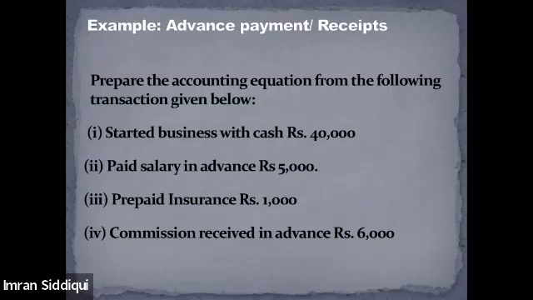Okay. Try solving this question. Prepare the accounting equation from the following transactions given below. We started business with cash of 40,000, paid salary in advance 5,000, prepaid insurance 1,000, commission received in advance 6,000.